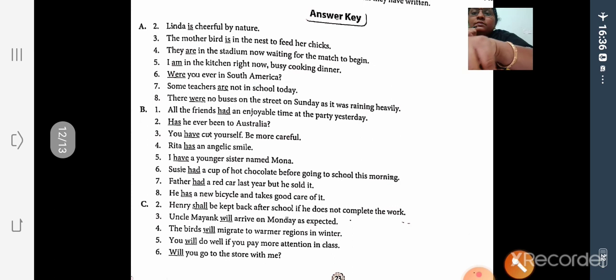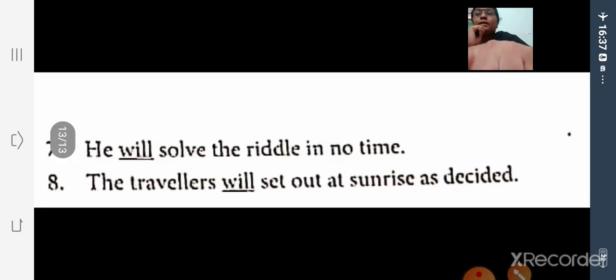So I have attached this answer key here. Make use of this answer key for completing the exercises. Don't make any mistakes while writing. If you have any doubt, you can inform me. Okay, thank you. Have a nice day.